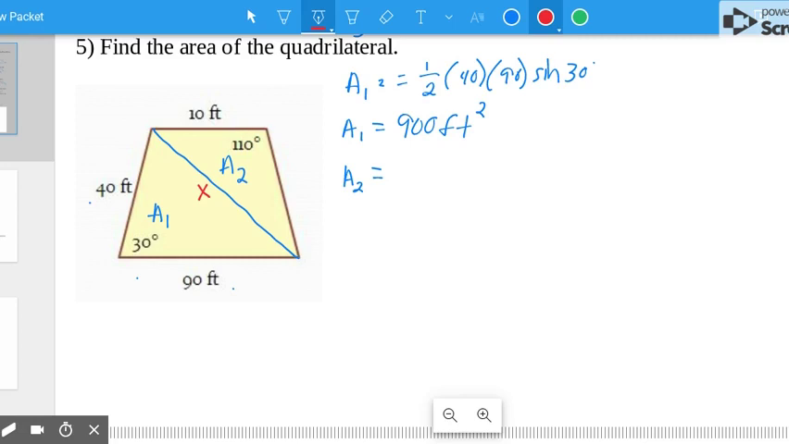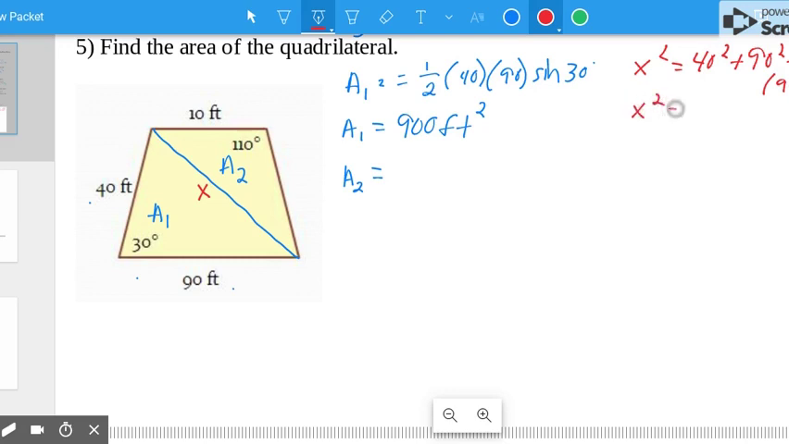With side angle side, that's our x squared formula of law of cosines. So I'll write that over here. If I want to find x squared, I'm going to take the two sides that they gave me, 40 squared plus 90 squared. And then I'm going to subtract 2 times 40, times 90 times the cosine of the angle in between, which is 30 degrees.